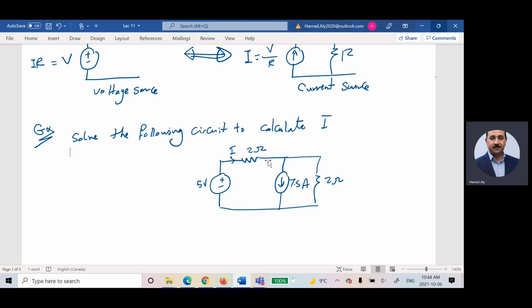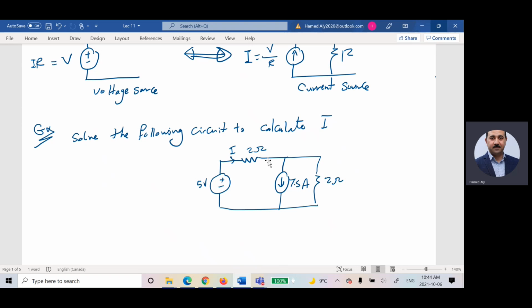So based on our discussion, I can solve this problem by using different methods. Also, I can solve this problem by converting the voltage source to a current source or vice versa. Let us solve this problem by using two different methods and see if the solution is different or the same. Let us start solving this problem by using first the node voltage method.